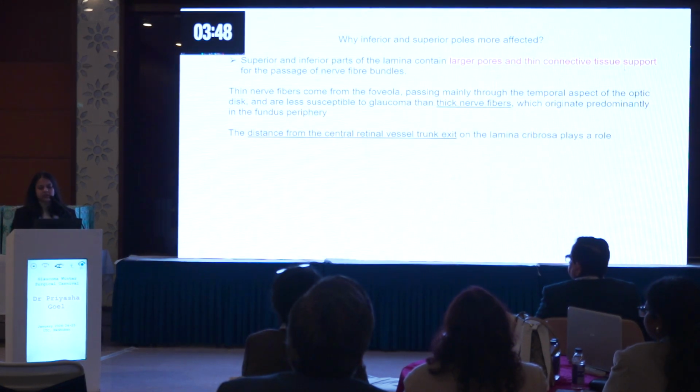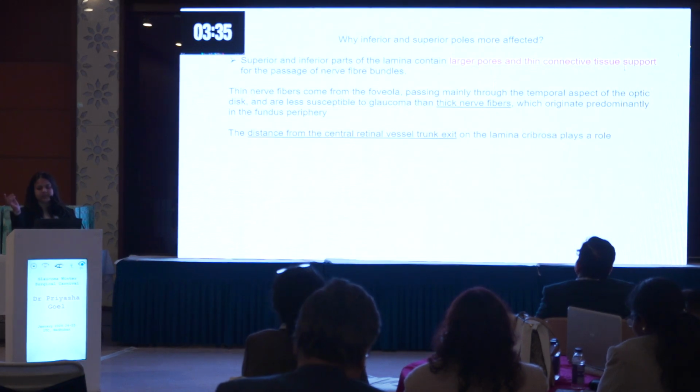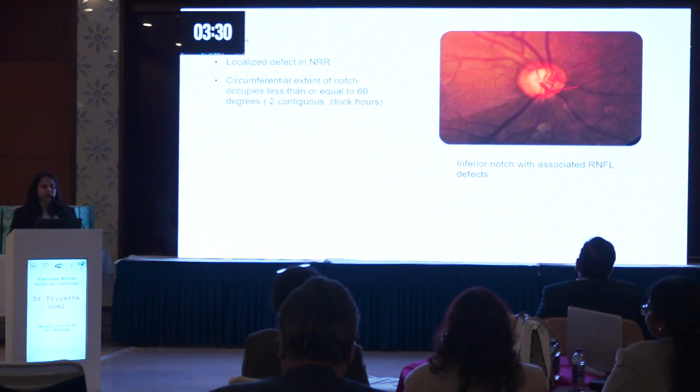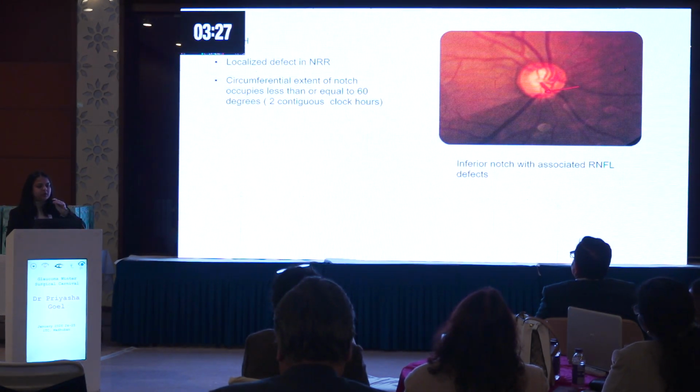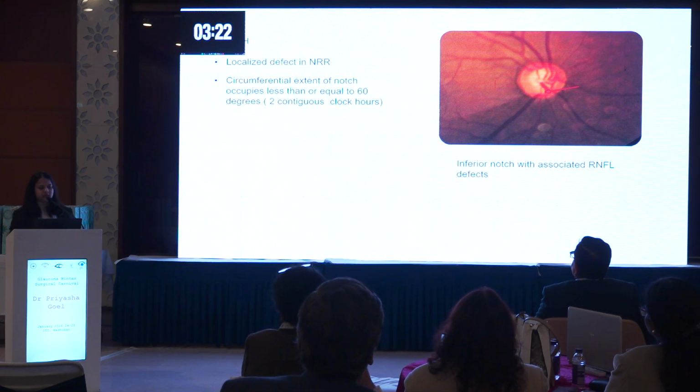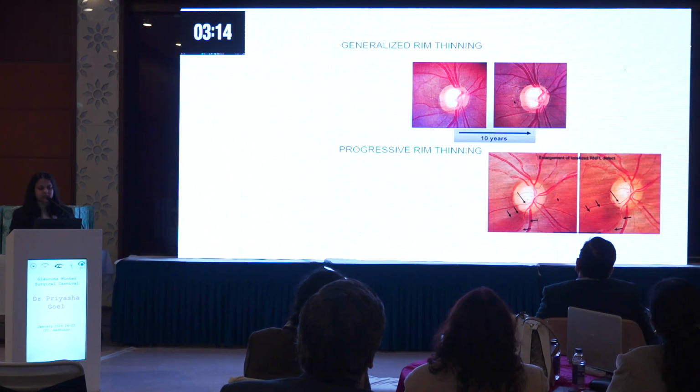Secondly, these nerve fibers are also thicker, and a hypothesis is that the distance from the central retinal vein trunk exit from the lamina cribrosa plays a role. The farther the area of the disc from the central retinal vein trunk exit, the more the damage. A notch is a circumferential extent of less than or equal to 60 degrees, which is 2 contiguous clock hours, and it is associated with RNFL defects many a times. There can be generalized rim thinning or progressive rim thinning, as we can see in the pictures.